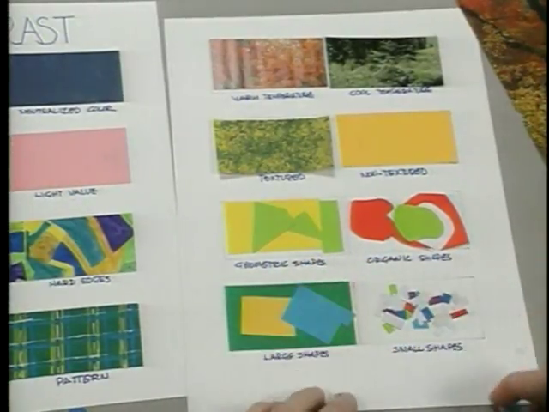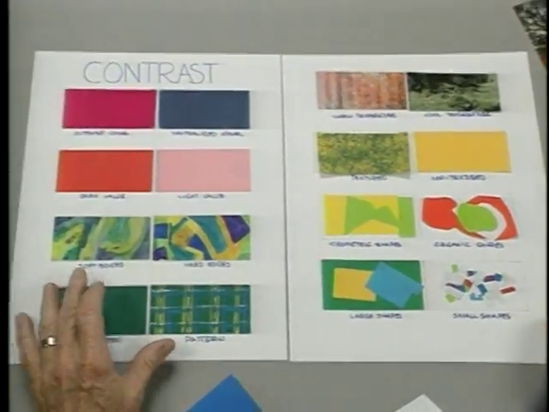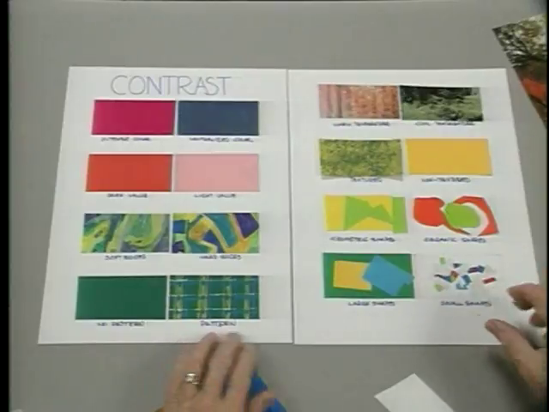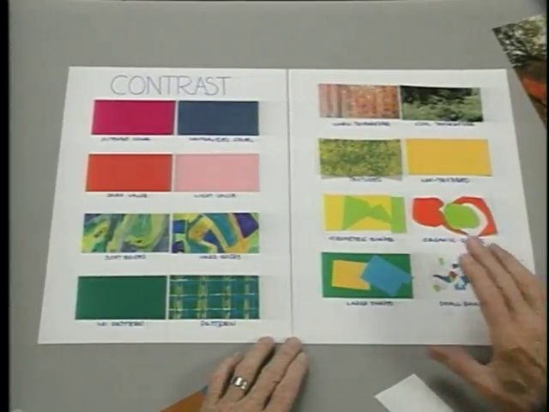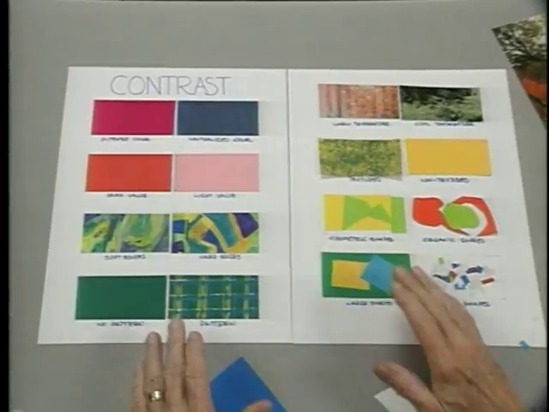And then you have a chart that has 8 different kinds of contrasts on it. If you understand these contrasts, then you're able to put them in your paintings and make your paintings more interesting. They certainly will not be boring or the same if you continue to use all these kinds of contrast.